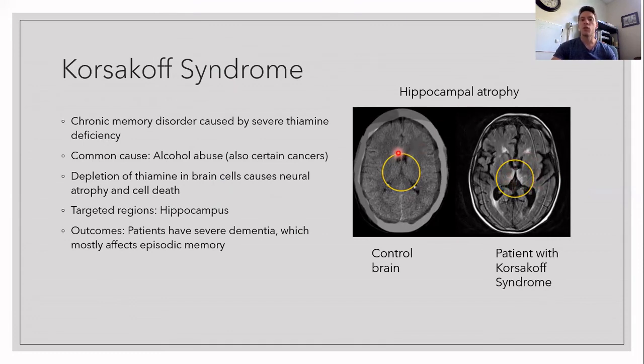So here's a control brain, just a normal brain. This yellow highlighted region is showing towards where the medial temporal lobe, so the hippocampus, is located. And in the patient with Korsakoff syndrome on the right here, we can see that the ventricles, these darker areas, these are areas that hold cerebral spinal fluid, or CSF. These areas are actually enlarged, in part because the actual structures of the brain themselves have atrophied so much that it's caused this enlarging of the ventricles. So this patient with Korsakoff syndrome is showing atrophy in the hippocampus.